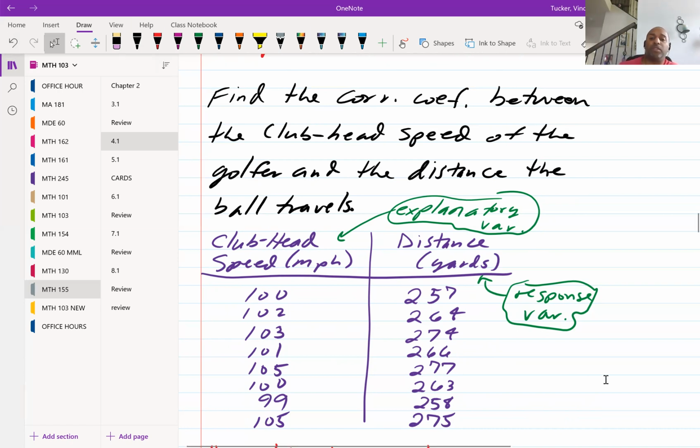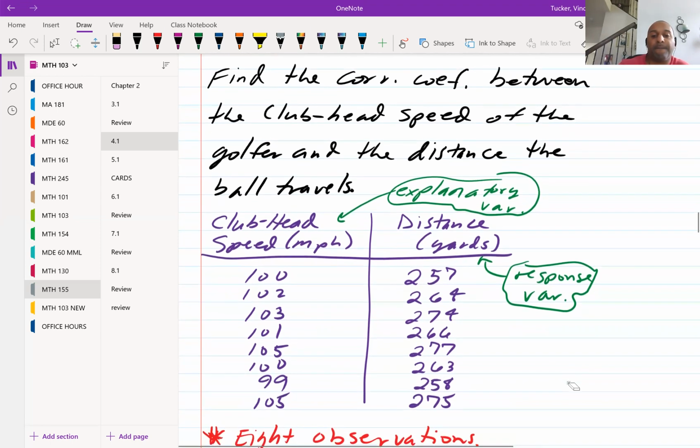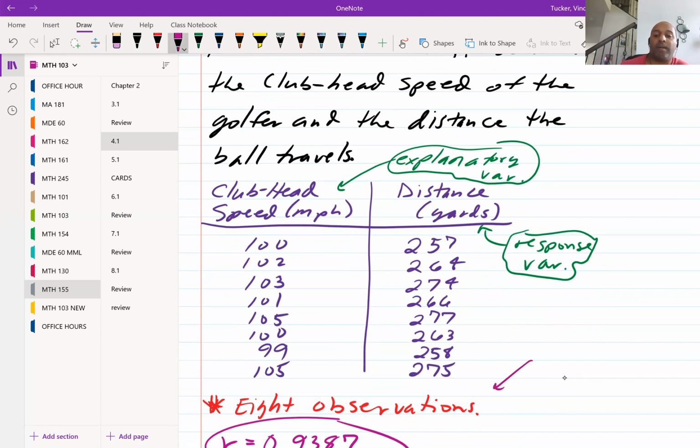So we have 100, 257, 102, 264, 103, 274, 101, 266, 105, 277, 108, 263, 99, 258, and then 105, 274. And notice that these are not 16 separate instances. These are 8. That's one observation, second observation, third observation, and so on. So there's only 8 observations. He swung the club 8 times, got 8 separate distances. Let's go right here, 8 observations.